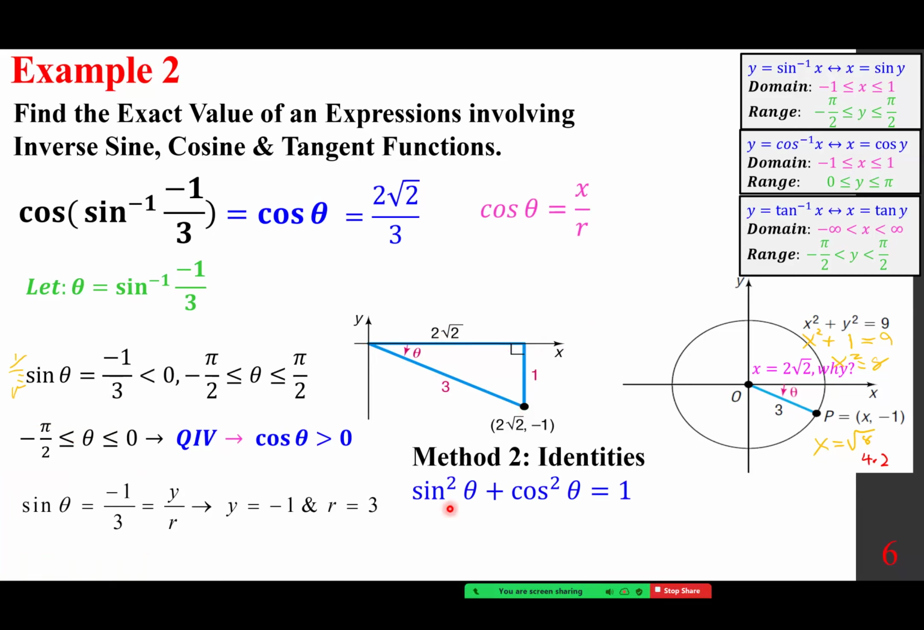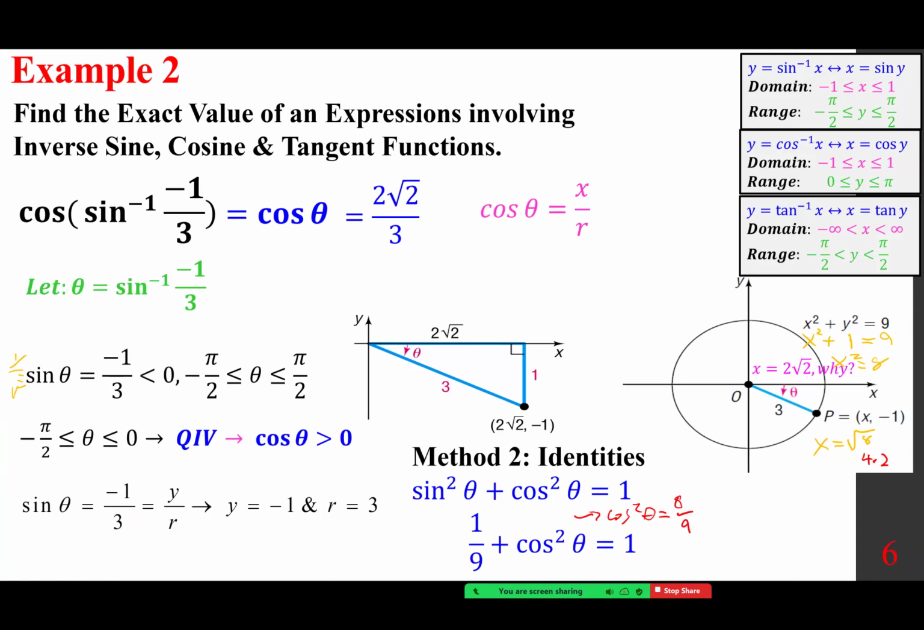Now sine squared, you square this number, you get 1 over 9. And of course, this means cosine squared is 1 minus 1 over 9, 8 over 9. So cosine is the square root of 8 over 9.